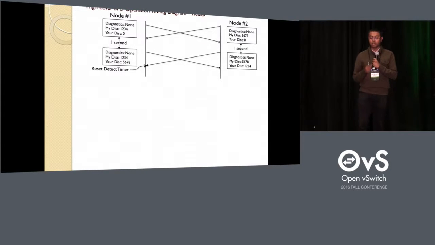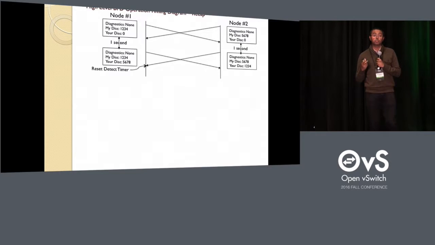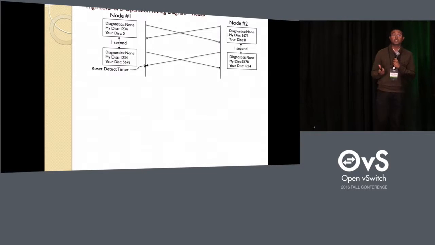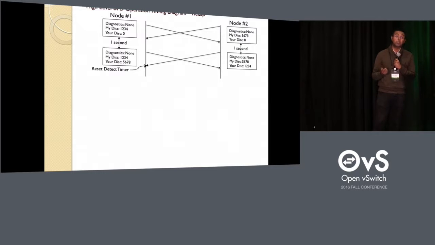As we see, node number 1 on the left starts with a my discriminator value of 1, 2, 3, 4, and node number 2 on the right has 5, 6, 7, 8. Then they start exchanging data in steady state. Both of them will have the desired values, so by looking at the packet, you will know which node is sending. And each time a packet is received, OVS will reset the detect timer, meaning that all is well until this point.